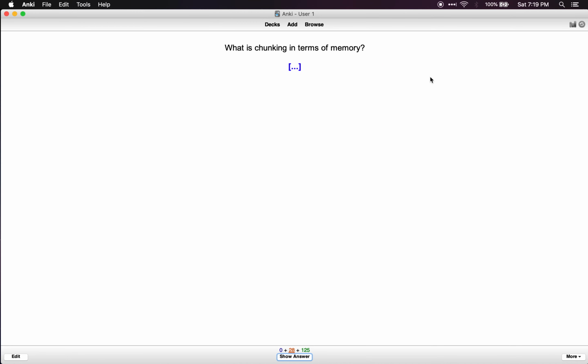Chunking is how we group or categorize small memories together. For example, you put oranges and bananas together as fruits.